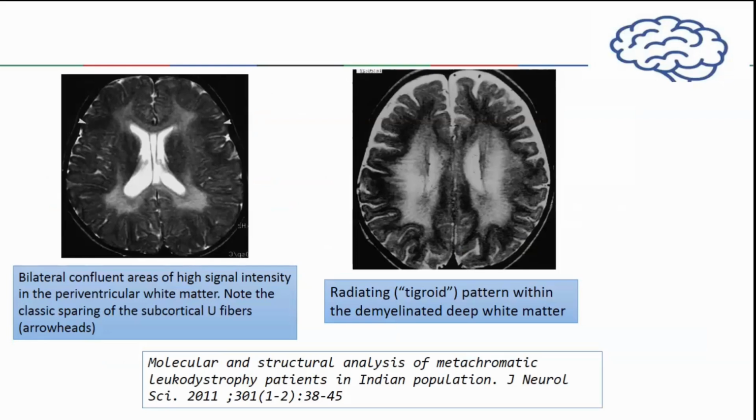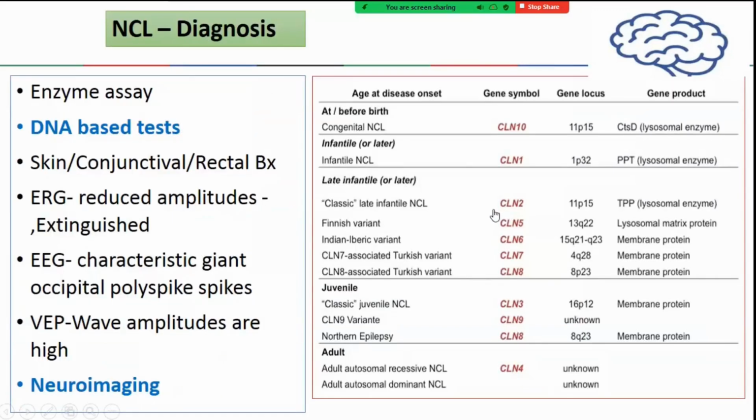Okay, so this is a typical pattern which is seen in the initial stages, with periventricular white matter changes, in MLD, metachromatic leukodystrophy. But as the disease advances, this is called the typical tigroid pattern in MLD. So as the disease advances, it may become more classical, as you see in metachromatic leukodystrophy.